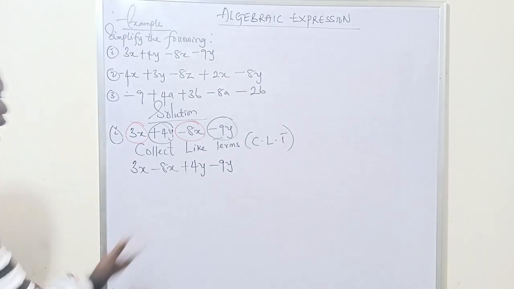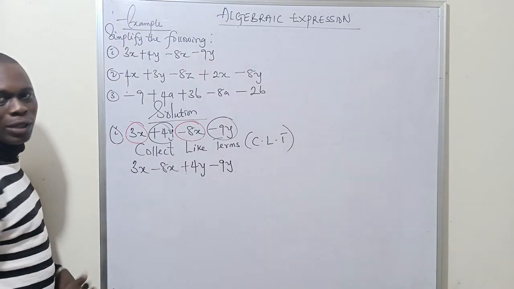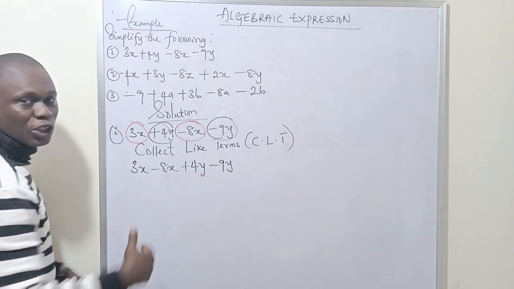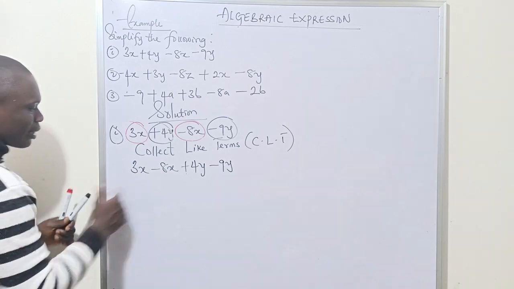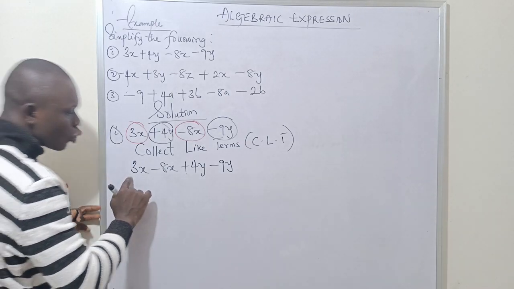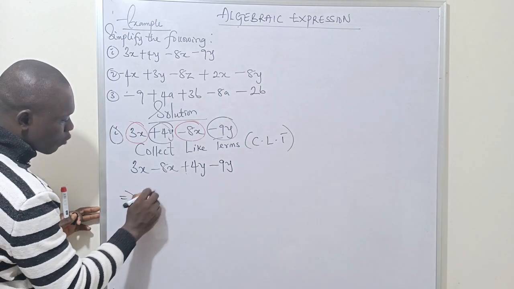Now from here I can then add up. Your 3x can subtract your 8x, because they are the same terms. So here, 3x minus 8x will give us minus 5x.